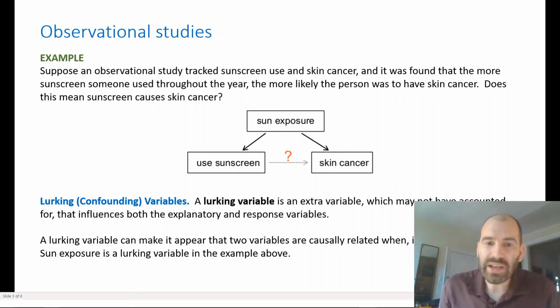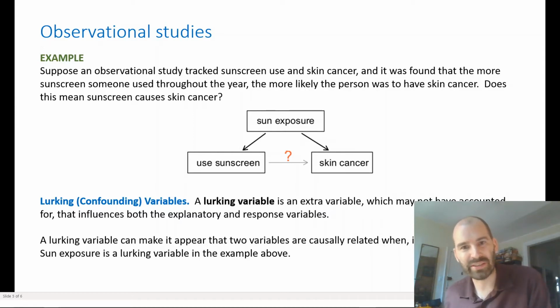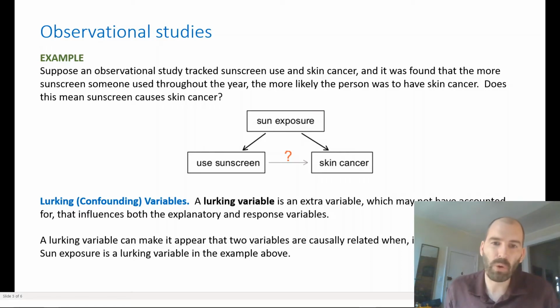So it's sun exposure that's actually causing the increase in sunscreen, and it's also causing the increase in skin cancer. And it's making it look like maybe one is causing the other, but in fact, they both just happen to be related to sun exposure. Right? So we call sun exposure a lurking variable. That's an extra variable, which you may not have accounted for at first, that influences both the explanatory and the response variables. And it may make them seem like they're associated, like they're causally related, when in fact they are not. So sun exposure here is a lurking variable.